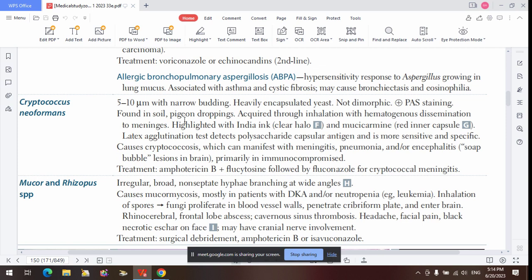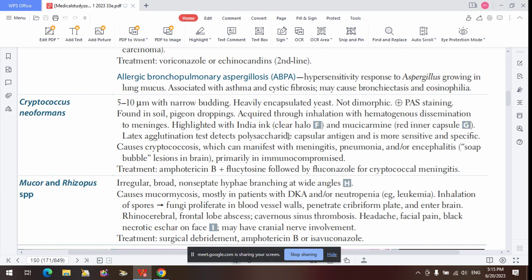But what are the other things that can help you? It is heavily encapsulated. We've said that. It has a very thick capsule. India ink, Indian ink capsule. So if you stain it with your Indian ink, you are going to see that clear halo because of that capsule.